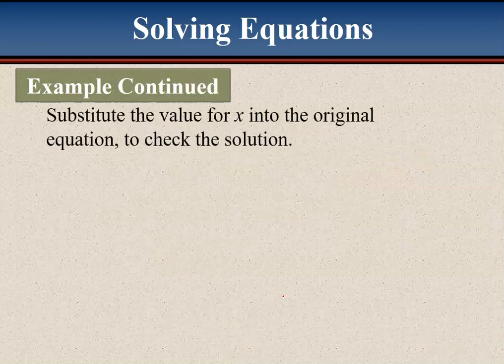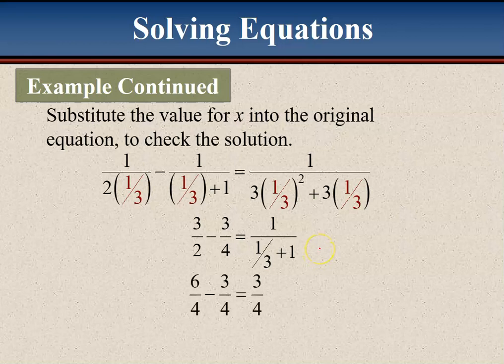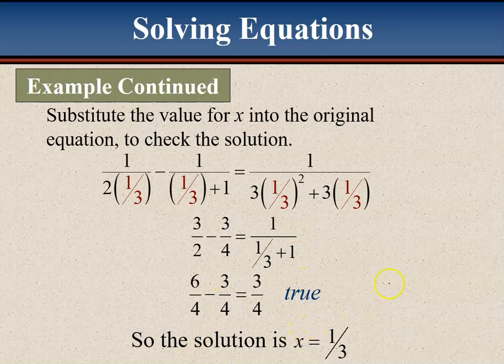To check that one, substitute 1/3. So 1 over 2 times 1 over 3, minus 1 over 3 plus 1, and on the other side 1 over 3 squared plus 3 times 1 over 3. So therefore, your equation now will give you 3 over 2 minus 3 over 4 equals 1 over 3 plus 1. The result is equal to each other. So therefore the solution for that equation is x equals 1 over 3.